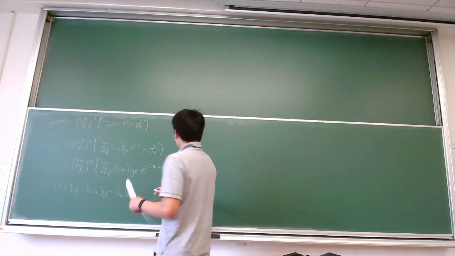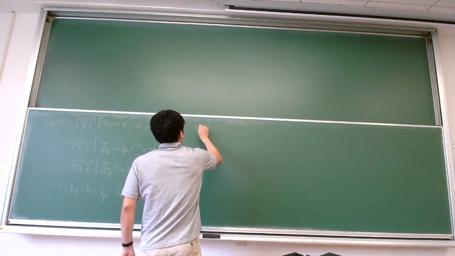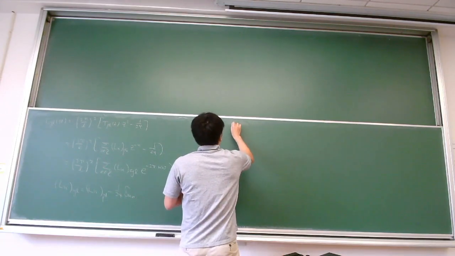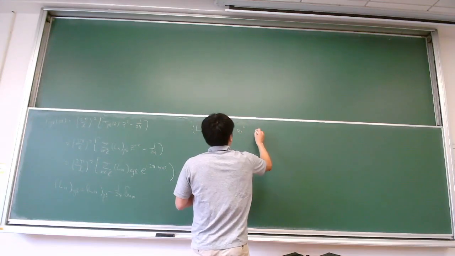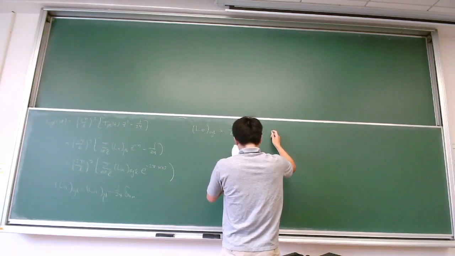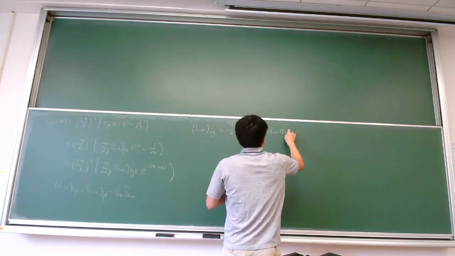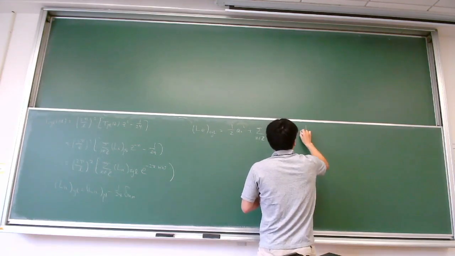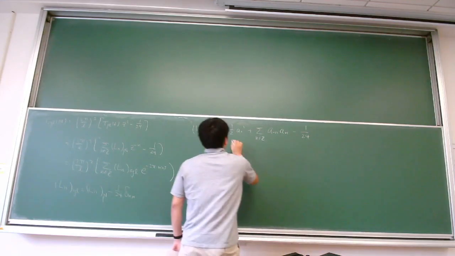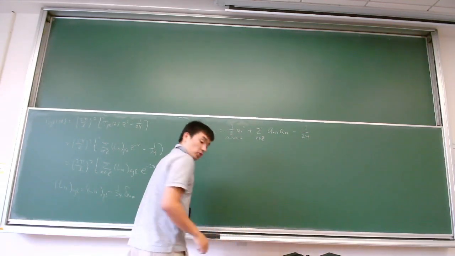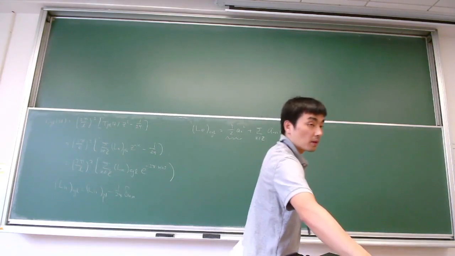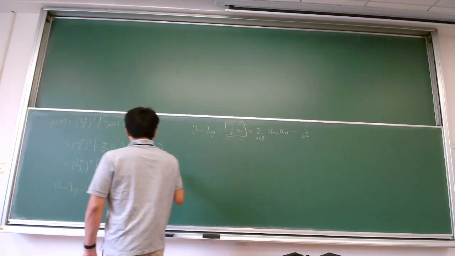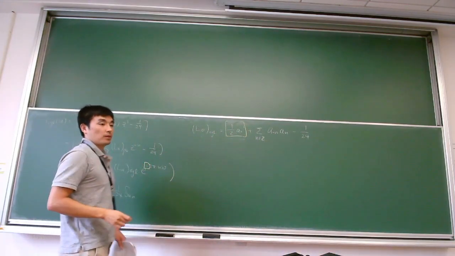And also I made a mistake for the last time. So H cylinder is equal to 1/2 a0 squared plus the sum of a minus n and n, minus 1 over 24. And last time I missed this term. So the correction is here, and the correction is here.